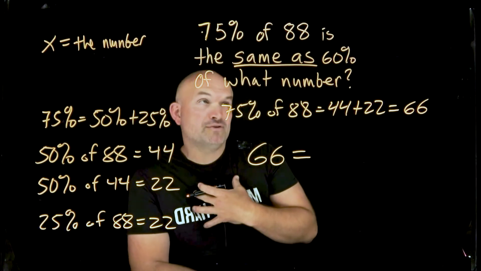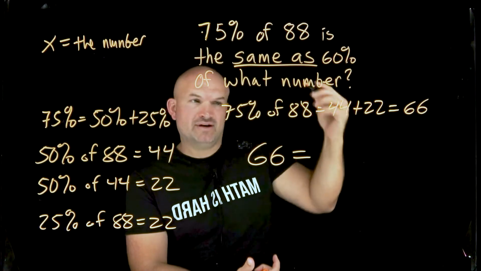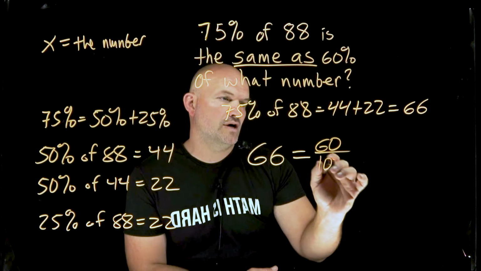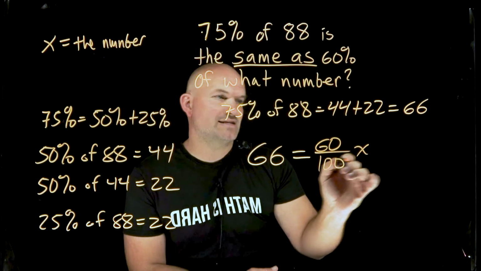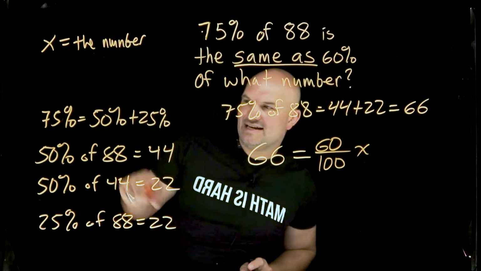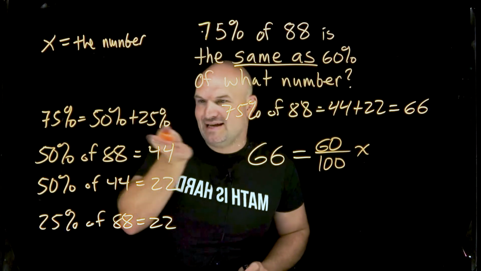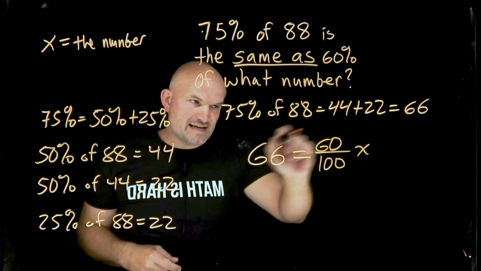Now, what I would prefer to do, remember, percent just means out of 100. So what I'm going to do is take 60% and rewrite that as 60 over 100, and then multiply that times x, right? Because when I'm saying 50% of 88, it's technically 50 over 100, which is the same thing as 1/2. You multiply by 88, that's how you got the 44. So we're doing the same thing over here.